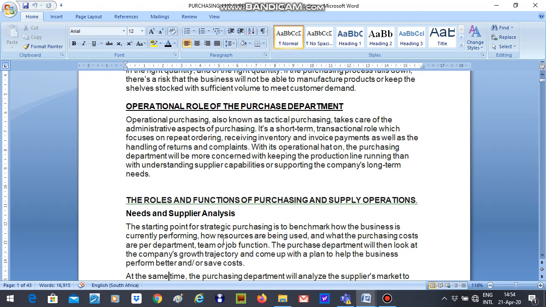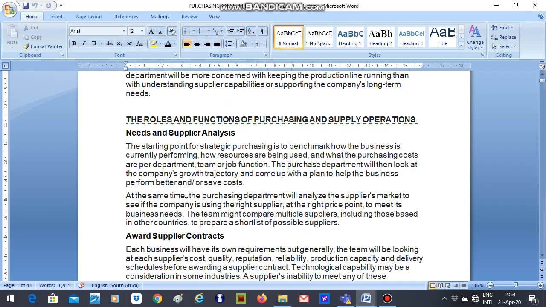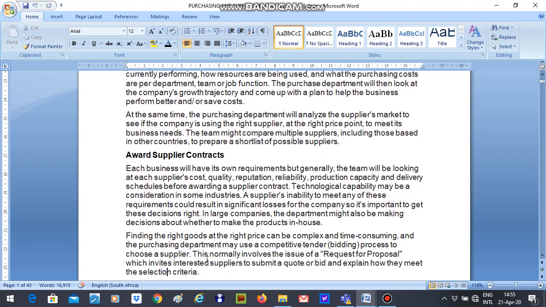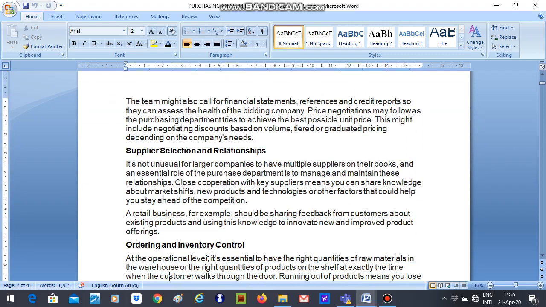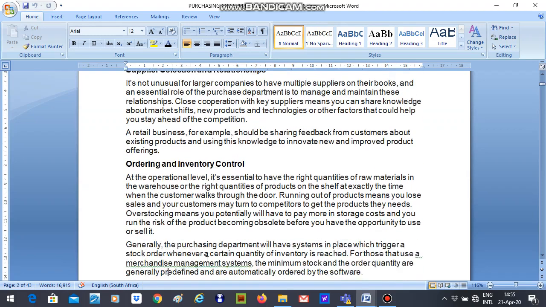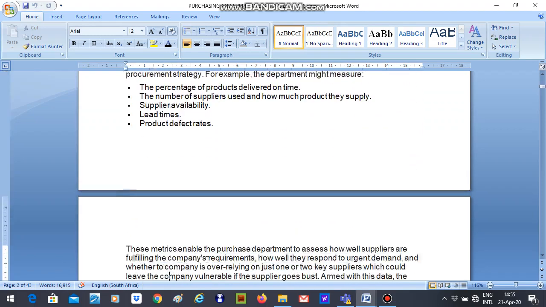purchasing. No, we'll do the roles and functions of purchasing and supply operations. There are so many roles. One is needs and supply analysis, and then award supply contracts. They award contracts. When there is tender, they look at the best and then award. They also have supply selection and relationships. All these are self-explanatory. Students, you should get this on your own.